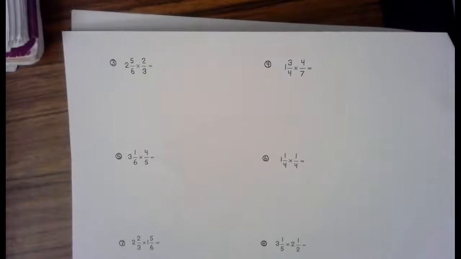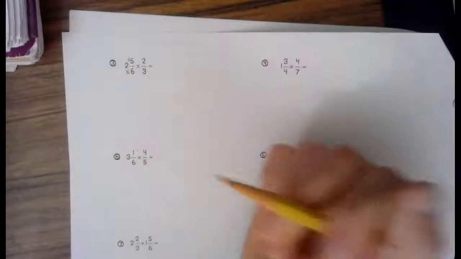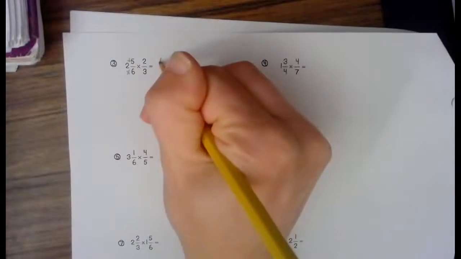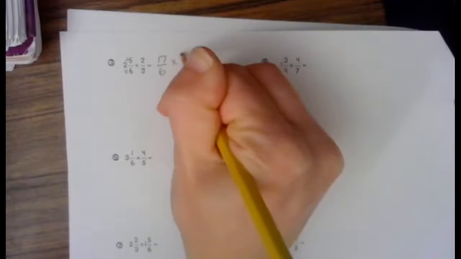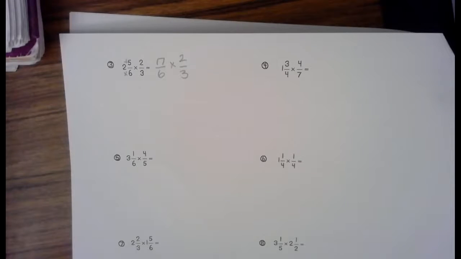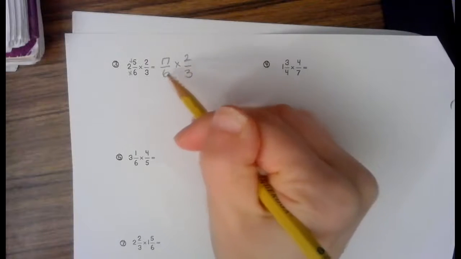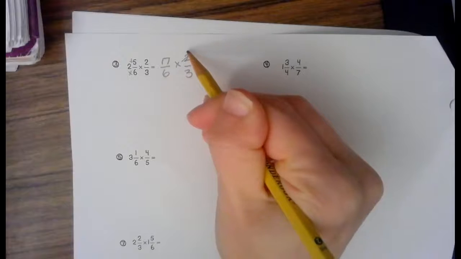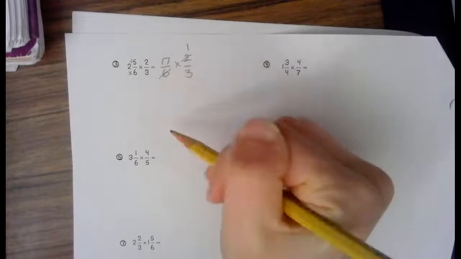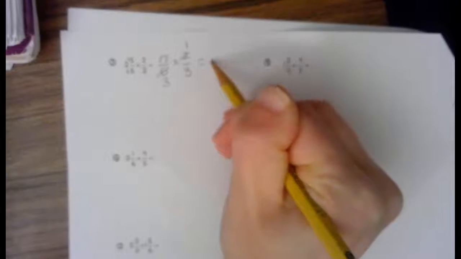Alright, change this into an improper fraction. So 12 plus 5 is 17 sixths times 2/3. Now again, I always want to think if I can simplify something first. And it looks like the 2 and the 6 are both even. So I know I can divide this by 2 and this by 2. When I divide 2 by 2, I get 1. And when I divide 6 by 2, I get 3. So when I multiply across, I get 17 ninths.